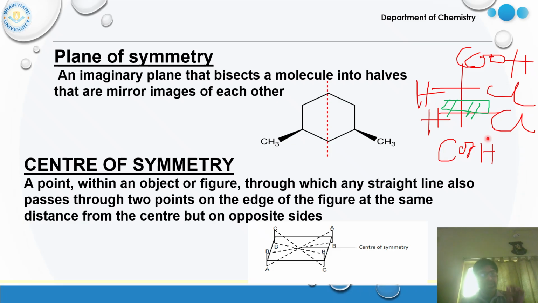Now we are proceeding to the center of symmetry. We are taking an example. It is known as alpha truxillic acid. Very simple example.